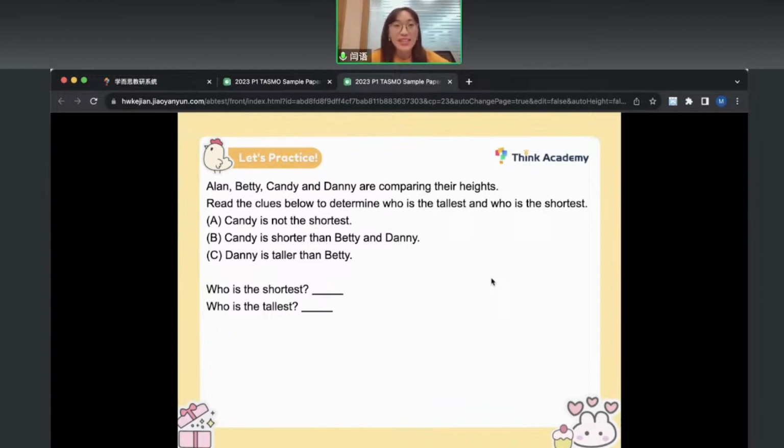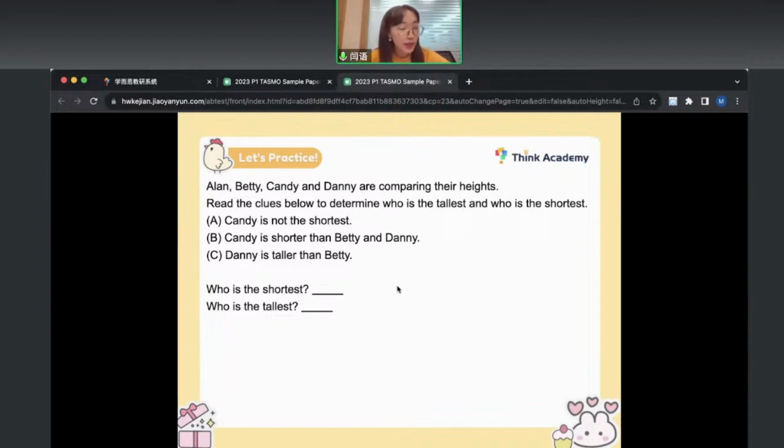Alan, Betty, Candy, and Danny are comparing their heights. 4个小朋友在比较他们的身高。Read the clues below to determine who is the tallest and who is the shortest. A. Candy is not the shortest. Candy 她不是最矮的那一个。B. Candy is shorter than Betty and Danny. Candy 她比 Betty 和 Danny 都要更矮。C. Danny is taller than Betty. Danny 要比 Betty 更高。The question is who is the shortest and who is the tallest?